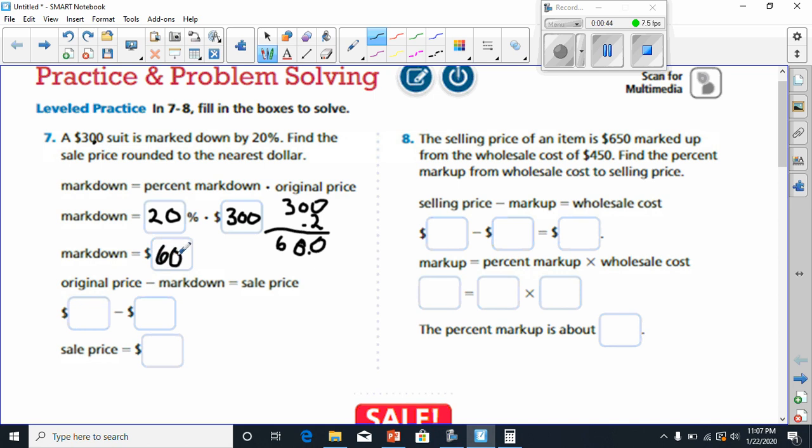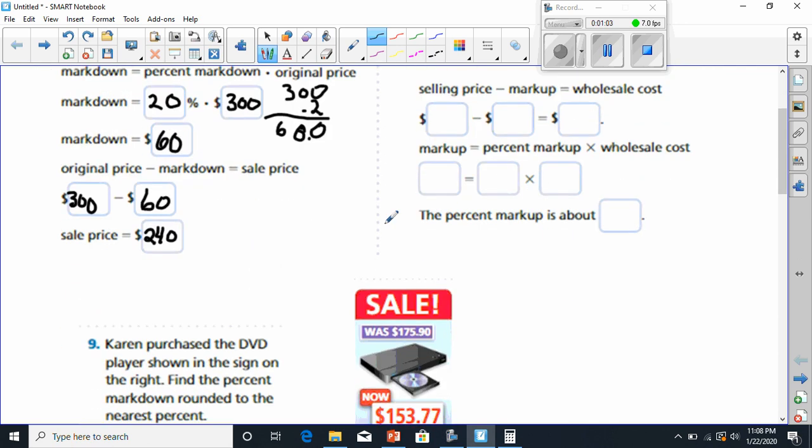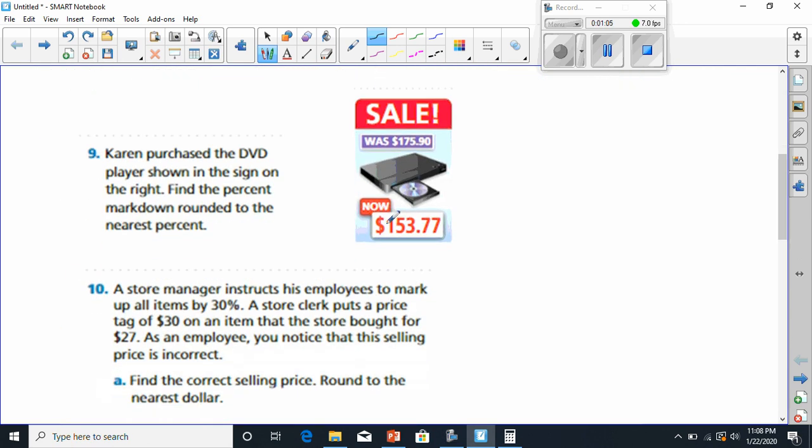Now that the markdown is $60, I simply take the price, 300, and I subtract $60 from it. And that's going to leave me $240 left. Okay. Let's go ahead and move down now to number 9.